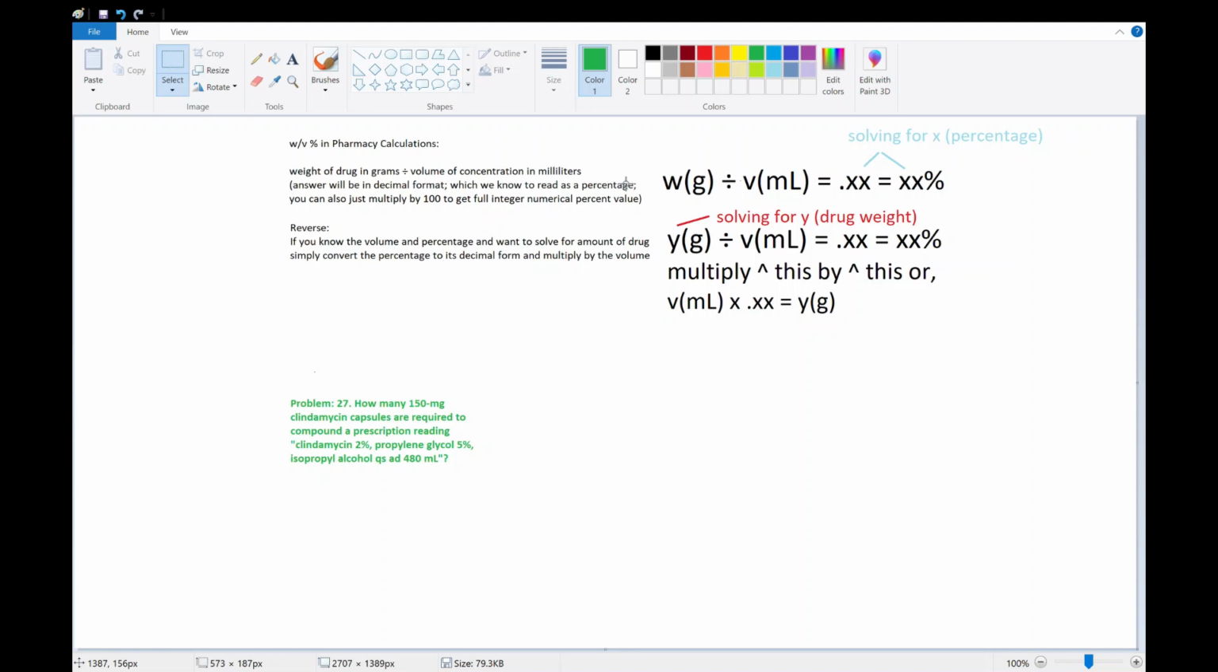And the other thing to keep in mind is that when you divide the weight of the drug in grams by the volume of concentration in milliliters, what you are going to get most often is a decimal answer. It's going to be 0.00. But we know to look at that and recognize that 0.XX is the same as saying XX%. Because how would we find, say, 2% of something? We would take that value and multiply it by 0.02. So we know that percentages can be expressed in a decimal form.